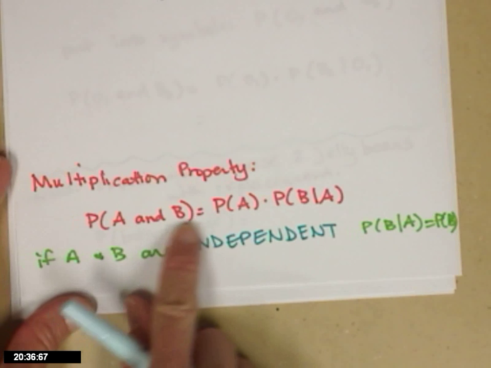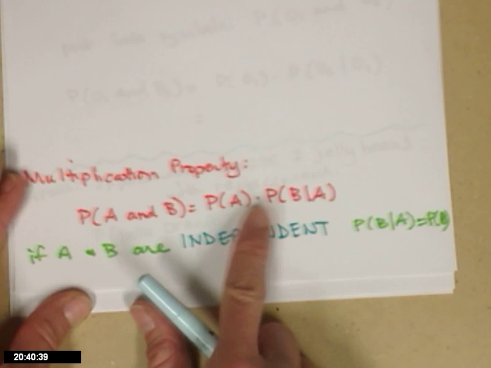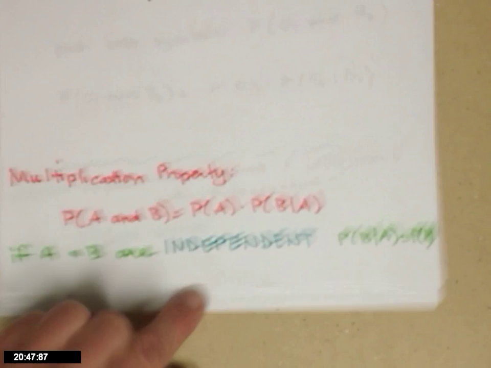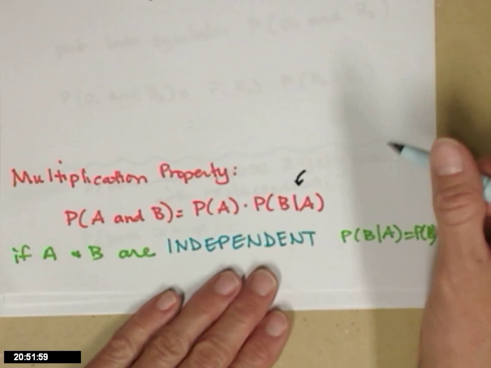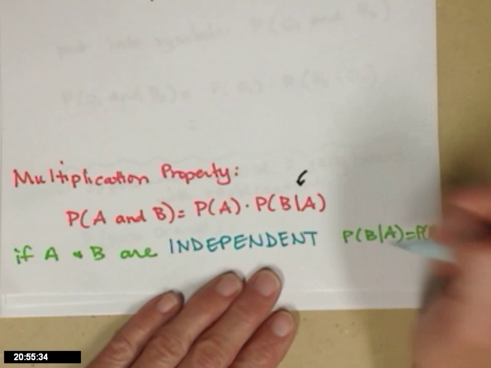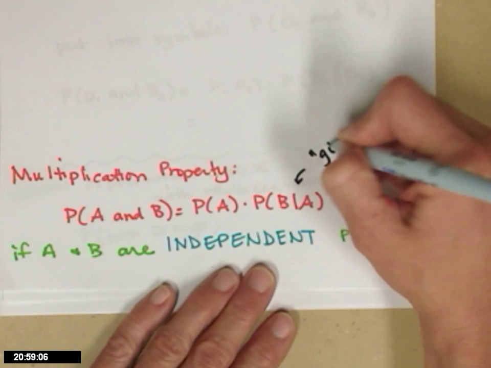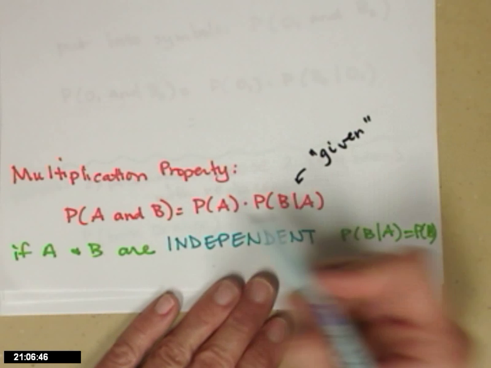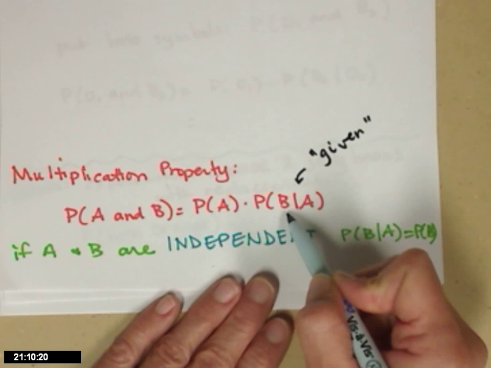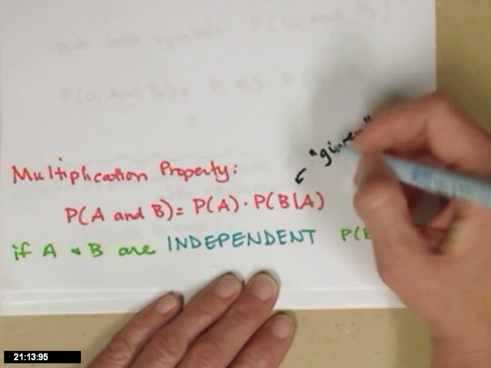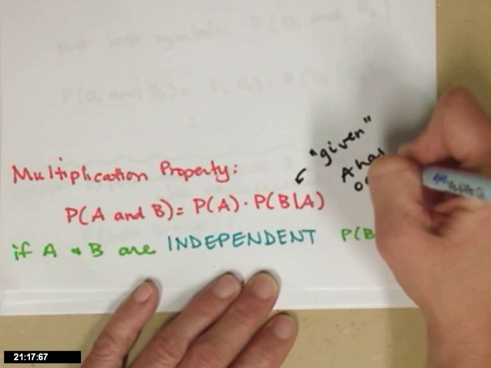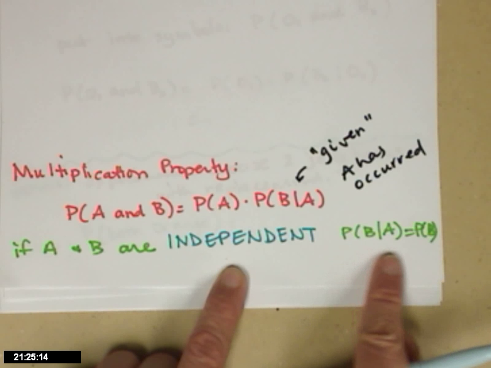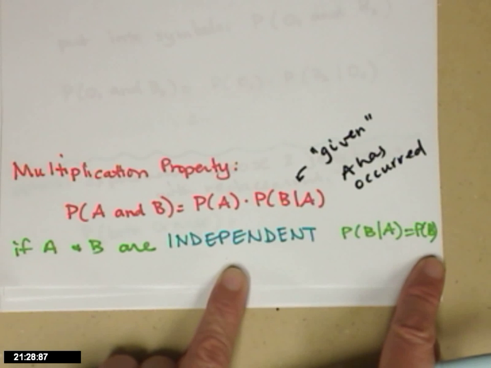Probability of A and B equals the probability of A times, oh gosh, there's something totally new, the probability of B given A. When we see this little vertical line here, in some of your math classes you say "such that." In probability, when we see that, we say the word "given." So the probability of A and B happening equals the probability of A times the probability of B given that A has occurred. Okay. So if A and B are independent, which we'll talk about in a second, the probability of B given A is the same thing as the probability of B.